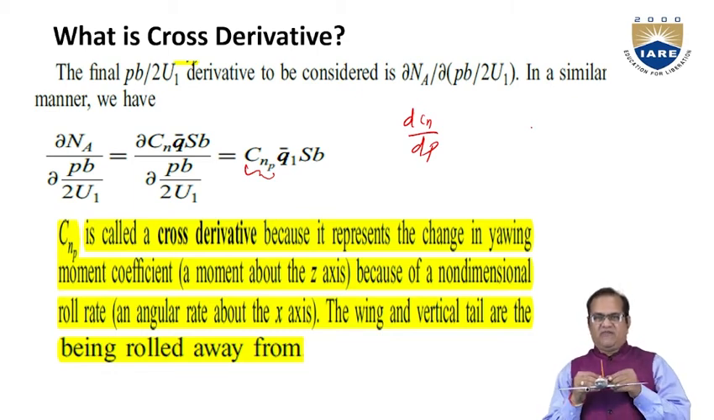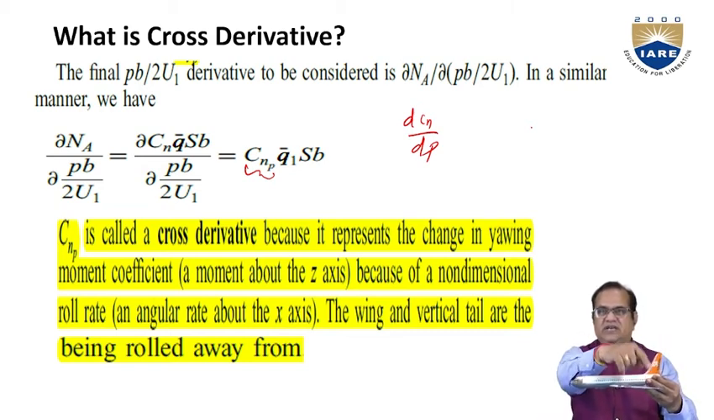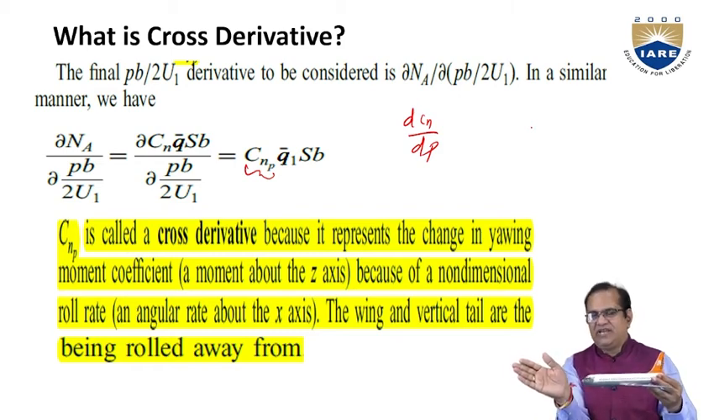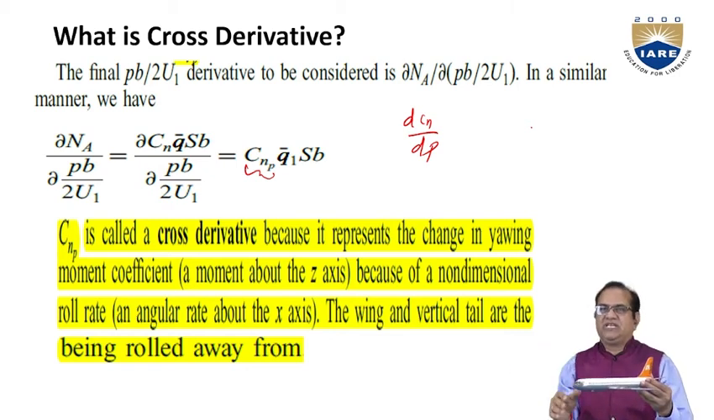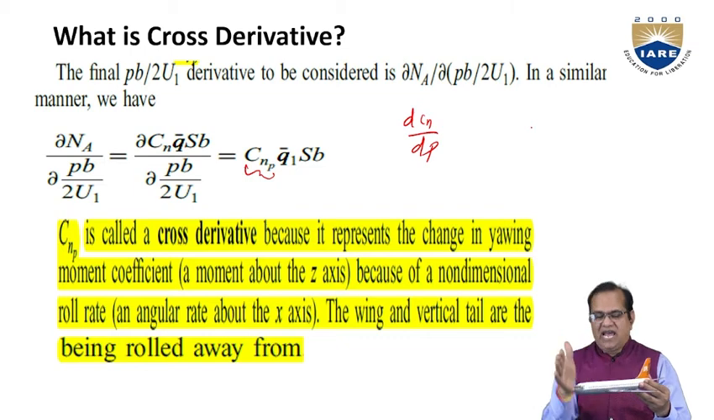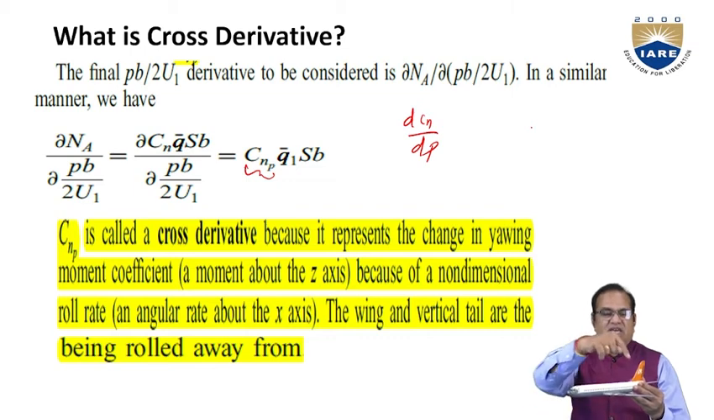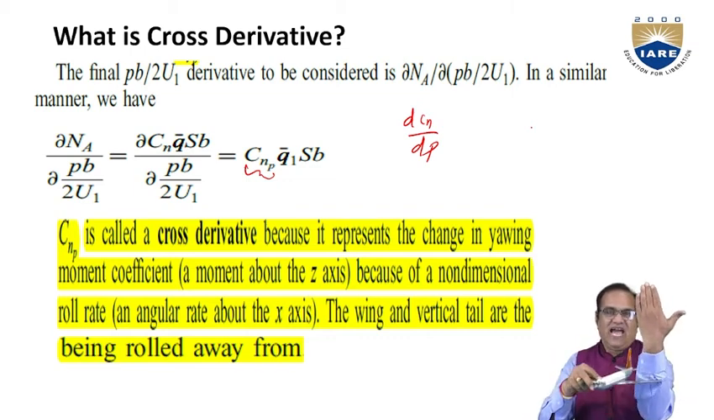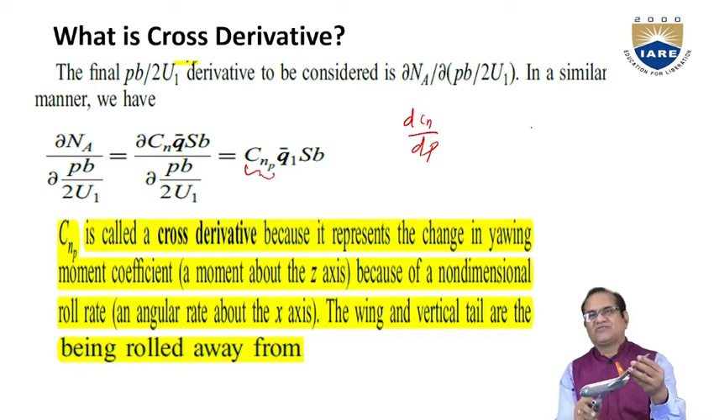So assume that your aircraft is moving in this way and you have given a yaw. Then what will happen? If you are turning, giving your nose towards the right, the left wing will experience more velocity because its radius is on the outer side, and the right wing will experience less velocity. The left wing will generate high lift and the right wing will generate low lift. So you are turning to the right, but it is rolling also.